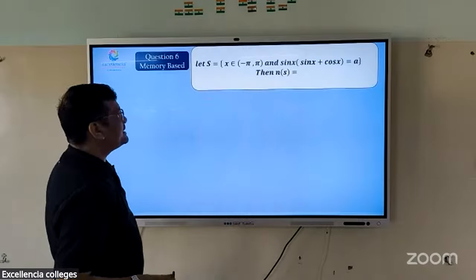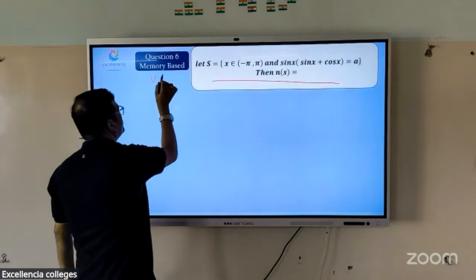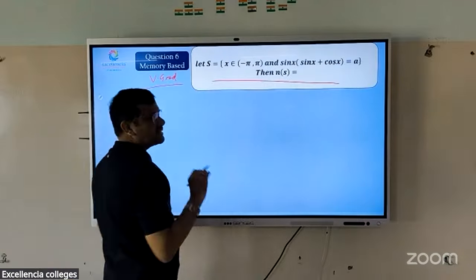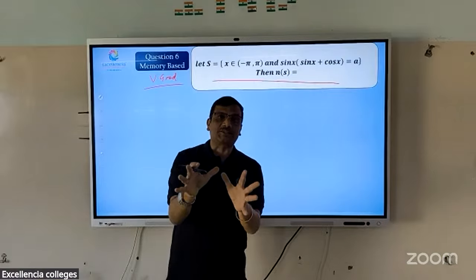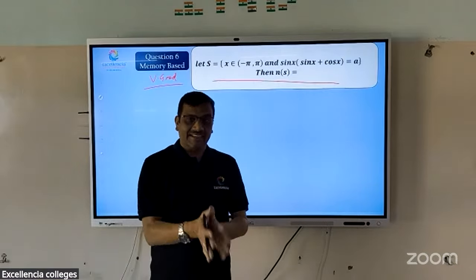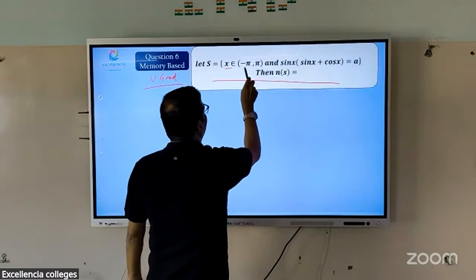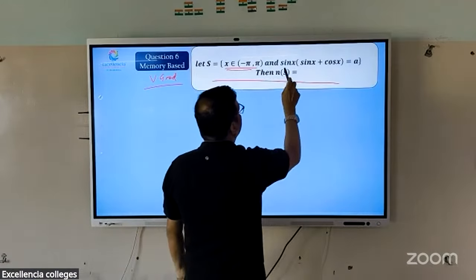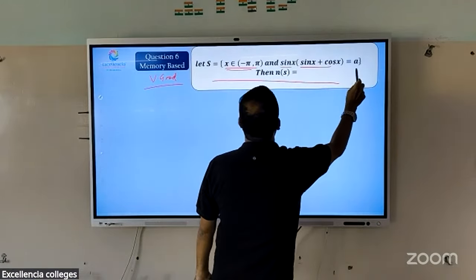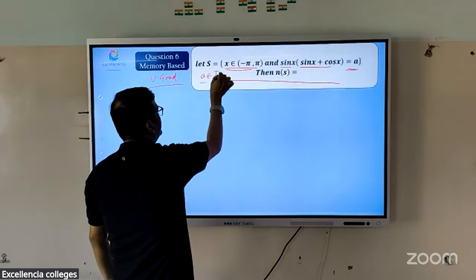Question number 6. Very good question. These are the questions where actually the students get stuck. He's saying x minus 1 plus 5 sin x into sin x plus cos x is 8. Obviously, he's taking a as minus 6. This is what is done here.